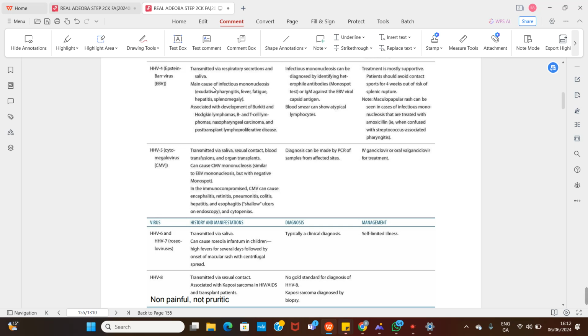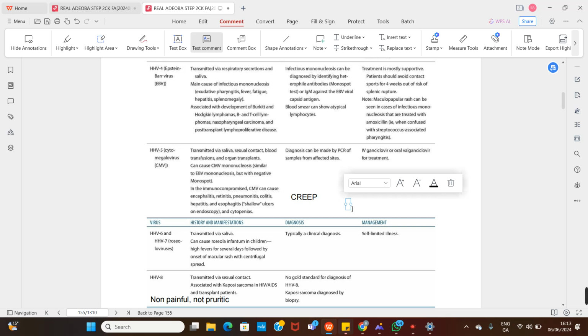CREEP. The CREEP, the CREEP. So the CREEP stands for the colitis, right? The retinitis, the encephalitis, the esophagitis, and the pneumonia. So we have to know that CMV can cause colitis, right?